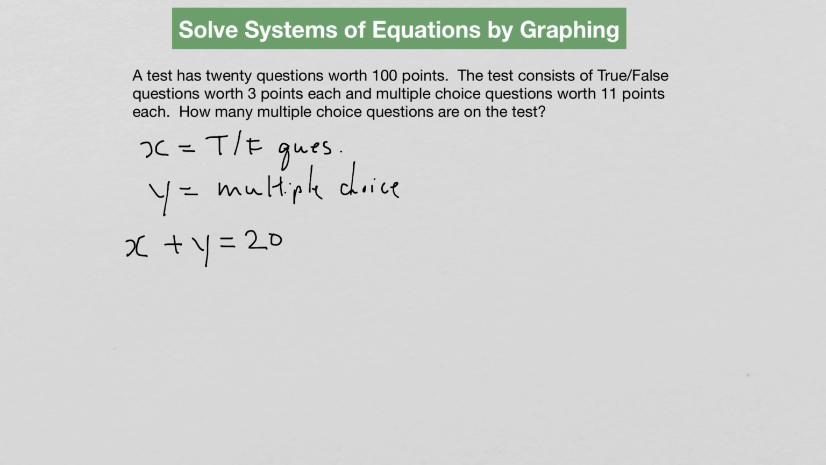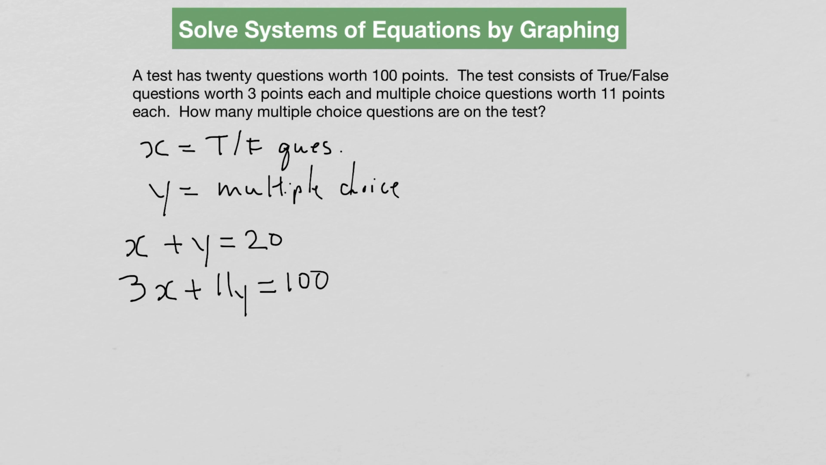We also know from the information that's given, you earn 3 points for each true-false question, and we earn 11 points for each multiple choice. We've already defined true-false questions as x and multiple choice as y. So that means 3x plus 11y has to equal 100 points, right? Because we're told that they're worth 100 points.